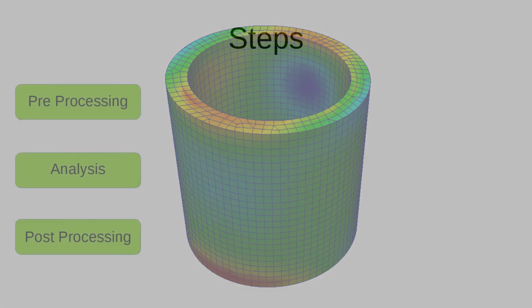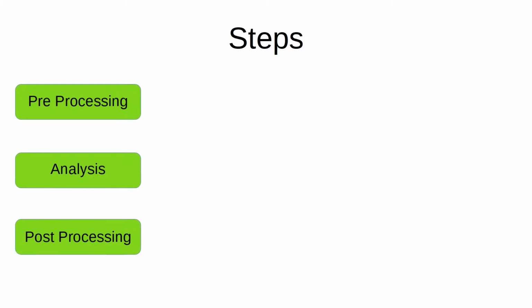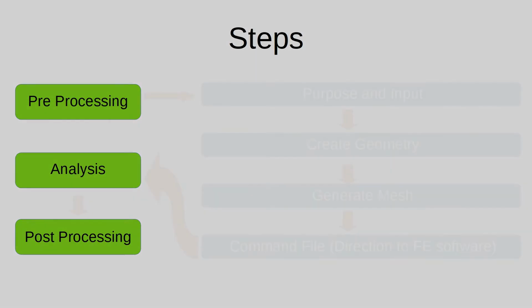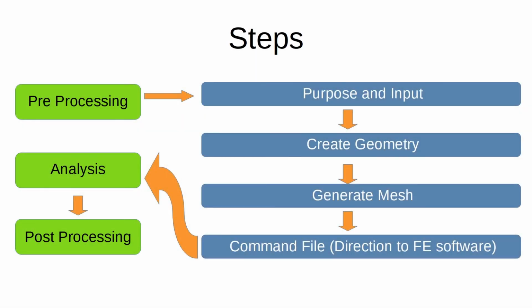Next, we are going to see what are the steps in performing finite element analysis. In general, conducting finite element analysis has three basic steps. First is pre-processing, second is the actual analysis, and the third is post-processing, where we get the answers for the analysis. I would like to further break this pre-processing step into 4 steps.